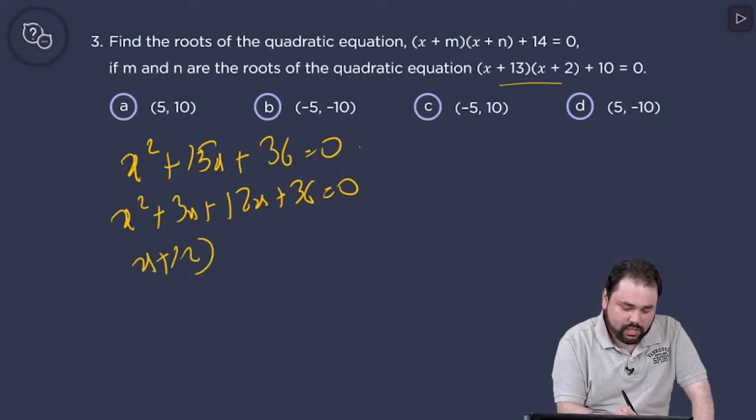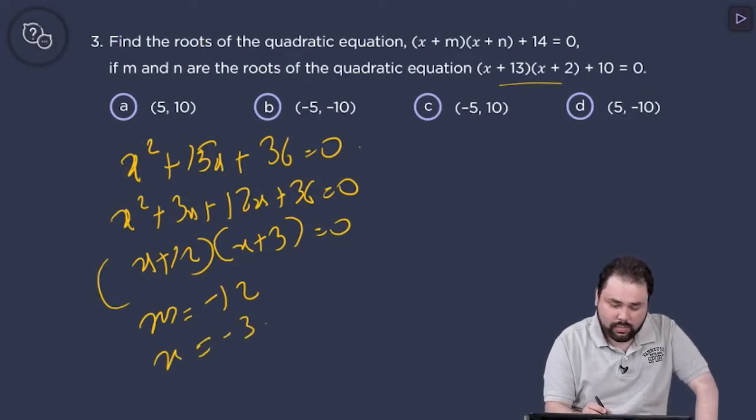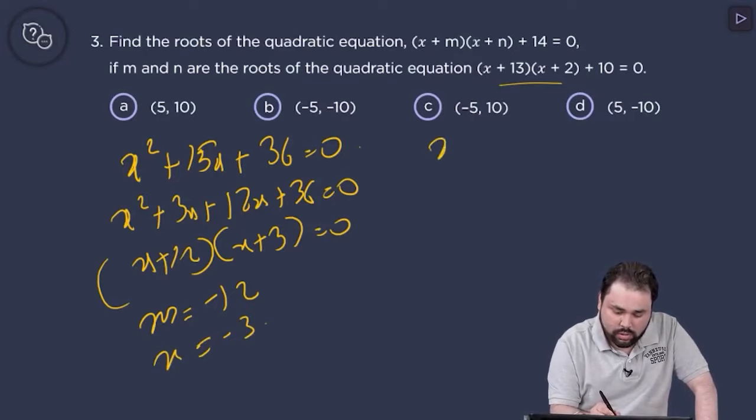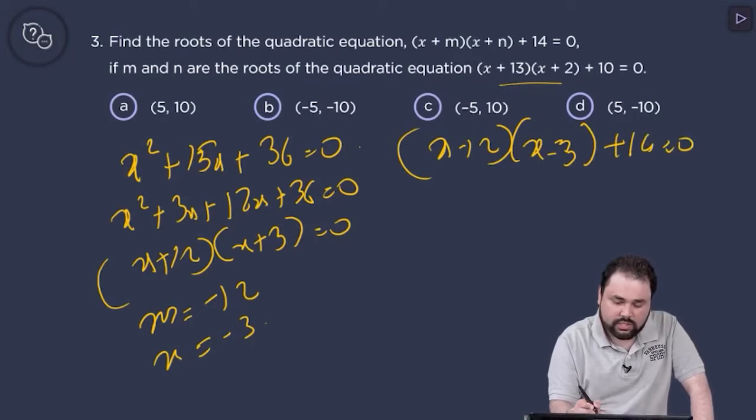So (x + 12)(x + 3) is 0. So whatever m and n are, m is equal to minus 12 and n is equal to minus 3. So (x + m)(x + n) plus 14 is 0, so (x - 12)(x - 3) plus 14 is 0.